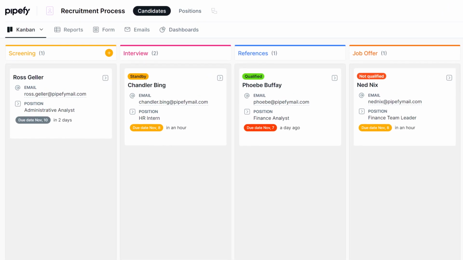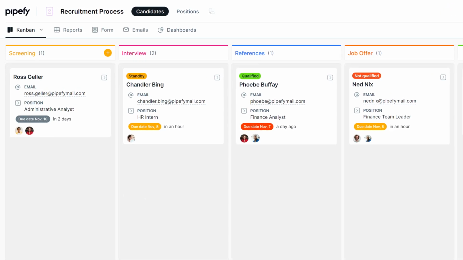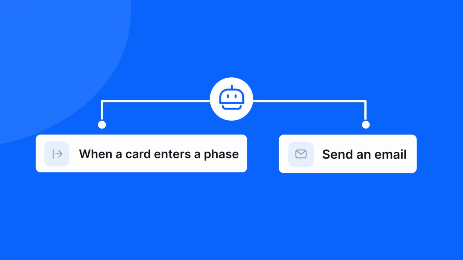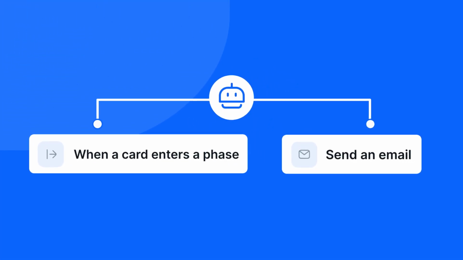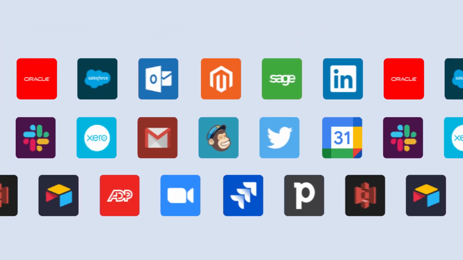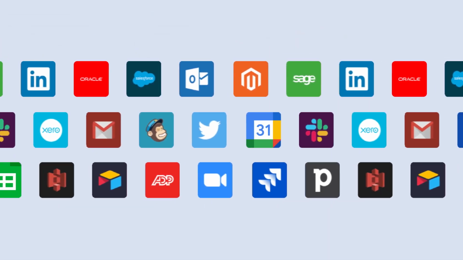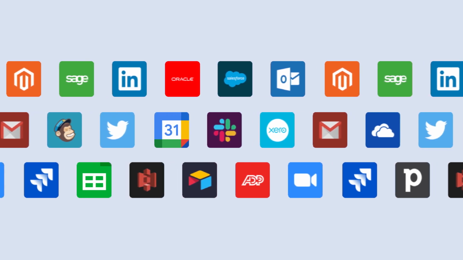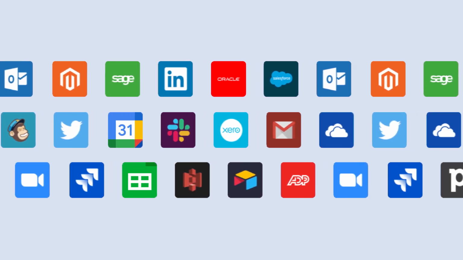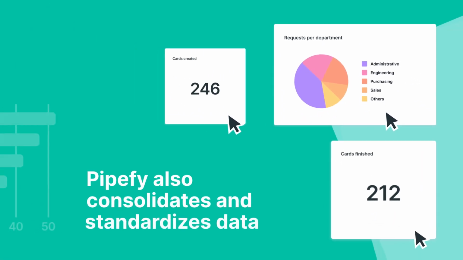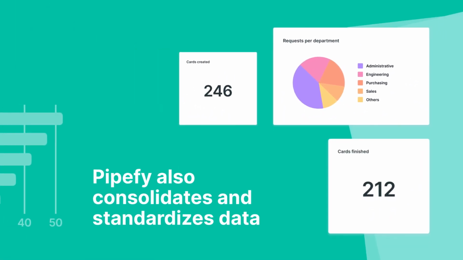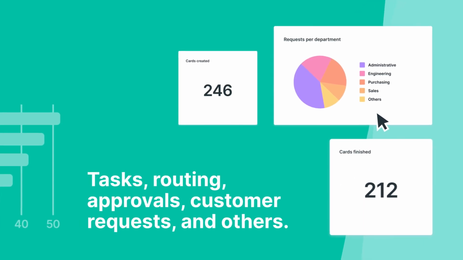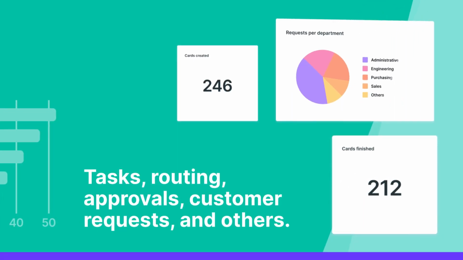Track activities with the nearest due dates, view who is assigned to what, and automate every phase to eliminate manual tasks that consume your team's valuable time. Also, integrate and connect Pipefy with other solutions that your team already uses in your company, driving more efficient process flow and centralizing everything in one place. Pipefy also consolidates and standardizes data, making your team more efficient when handling tasks, routing, approvals, customer requests, and others.